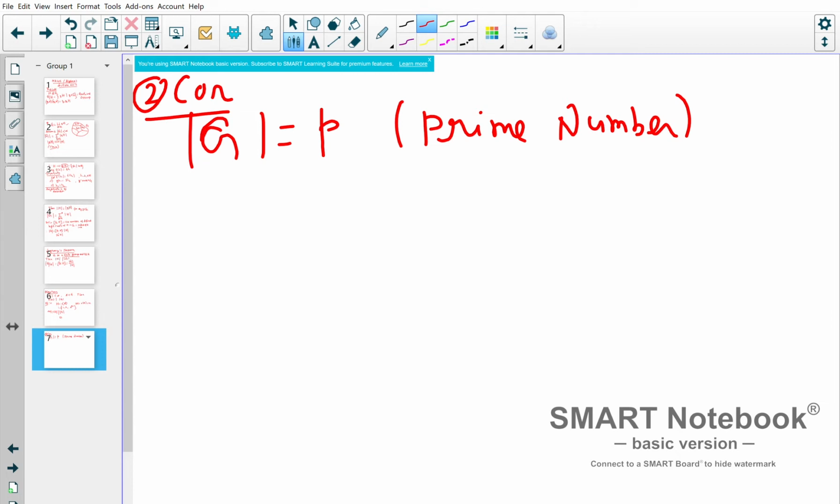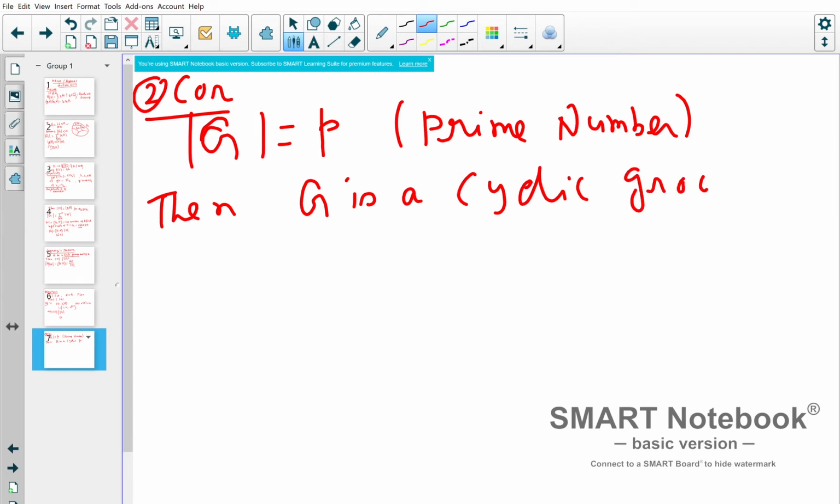Then you can prove that G is cyclic. Then G is a cyclic group. What does that mean? That means G is generated by a single element.